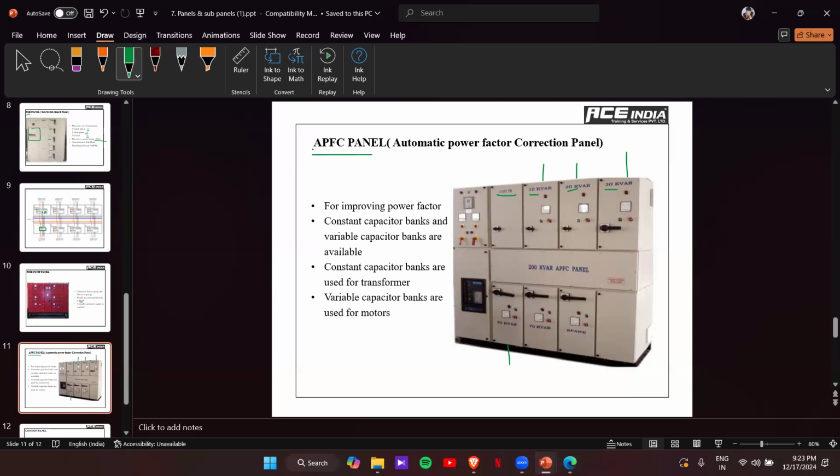We'll go into detail about the APFC panel. We have one more topic regarding the selection of the capacitor banks and the selection of the APFC panel, and we'll discuss that in detail. For now, just understand that this is the purpose.